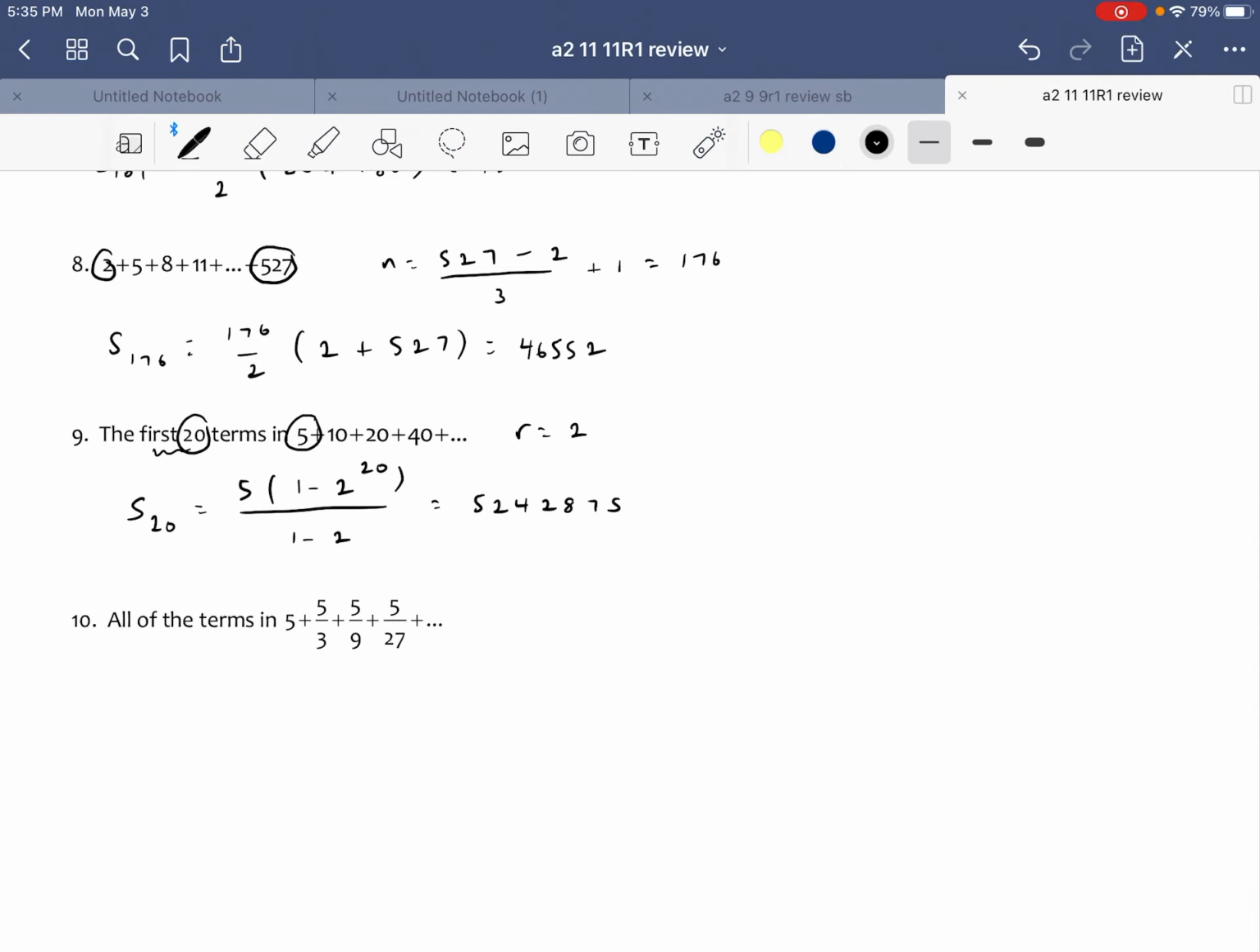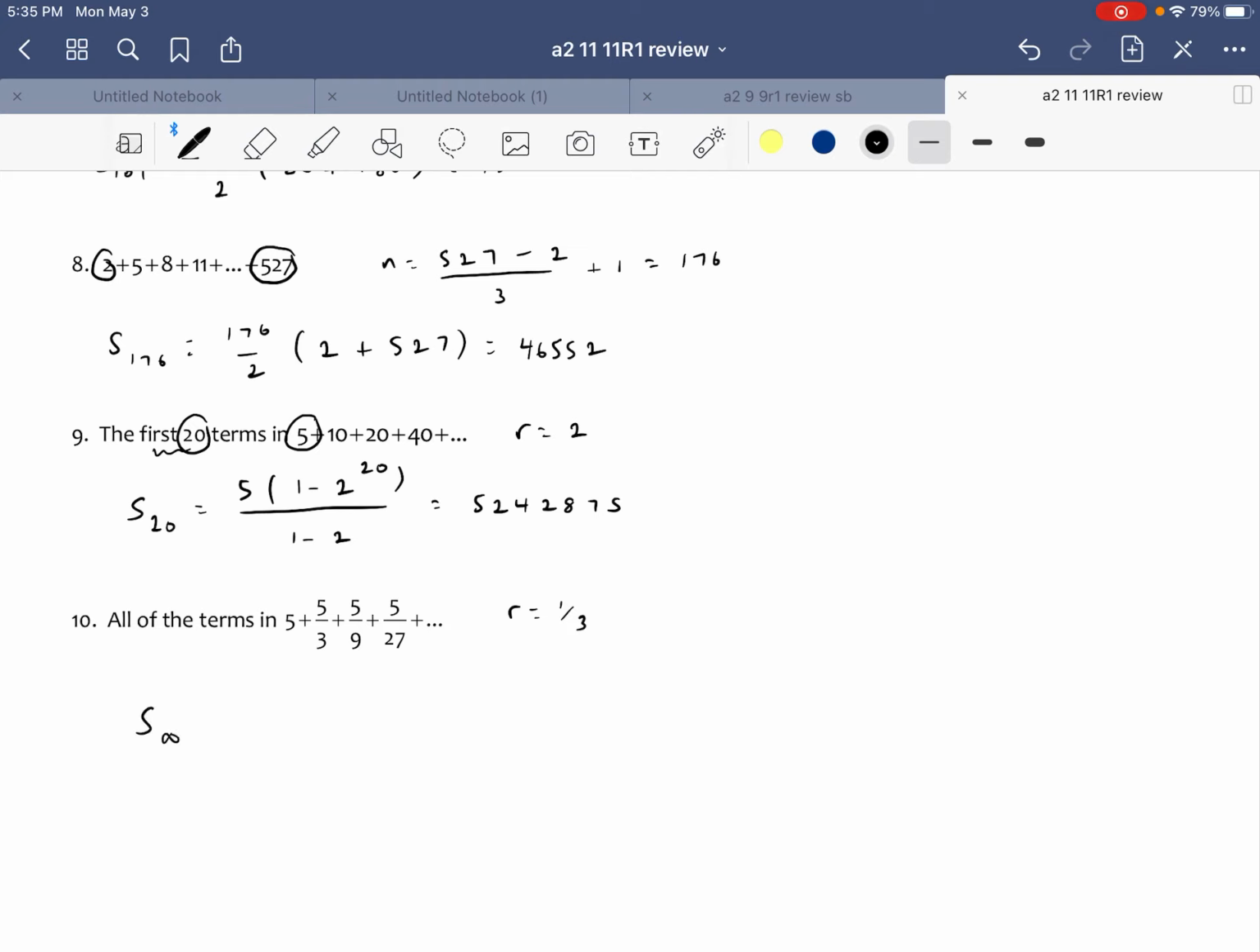And number 10, all of the terms. So this is an infinite series. And we're only allowed to do infinite as long as the numbers are getting smaller. So we have 5 as our first one, 5 over 3, 5 over 9. So we are dividing by 3. So your common ratio is 1/3. The numbers are definitely getting smaller.